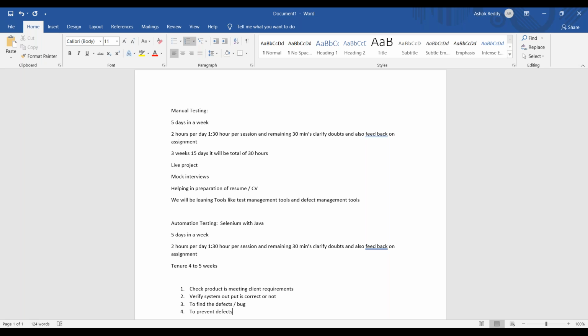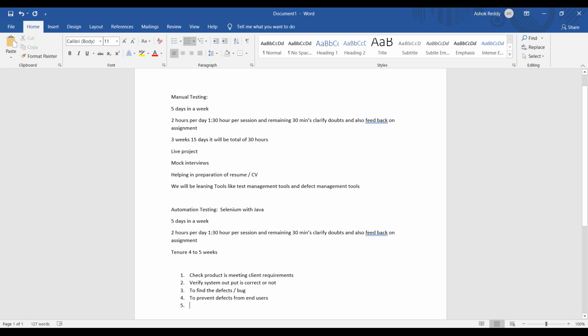So another major intention of testing is to prevent the defects. I want to prevent the defects from the end user, so that I don't get a lot of complaints, and my client doesn't get a lot of defects from their end users. You guys got what I mean? To prevent defects. I'm just making it clear: to prevent defects from end users, and also to gain confidence.